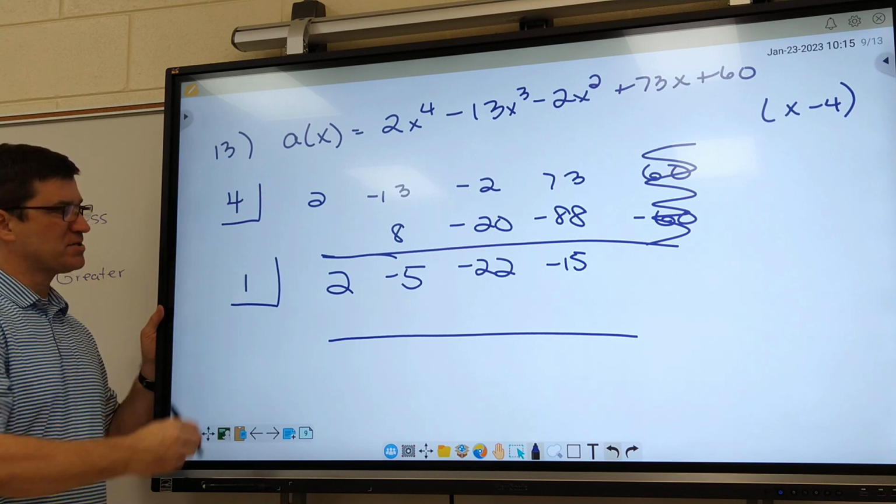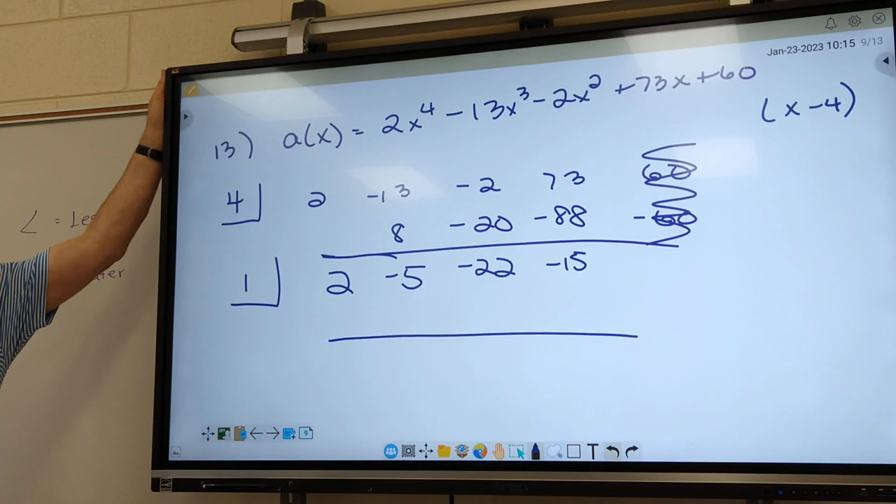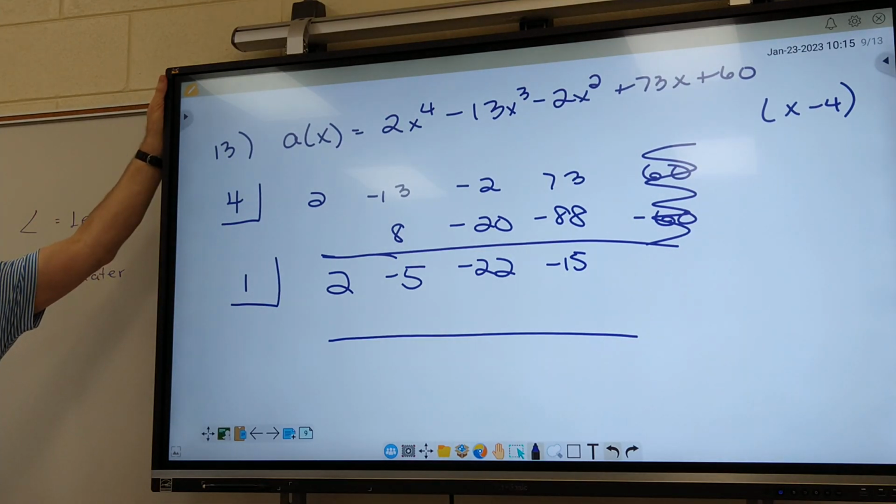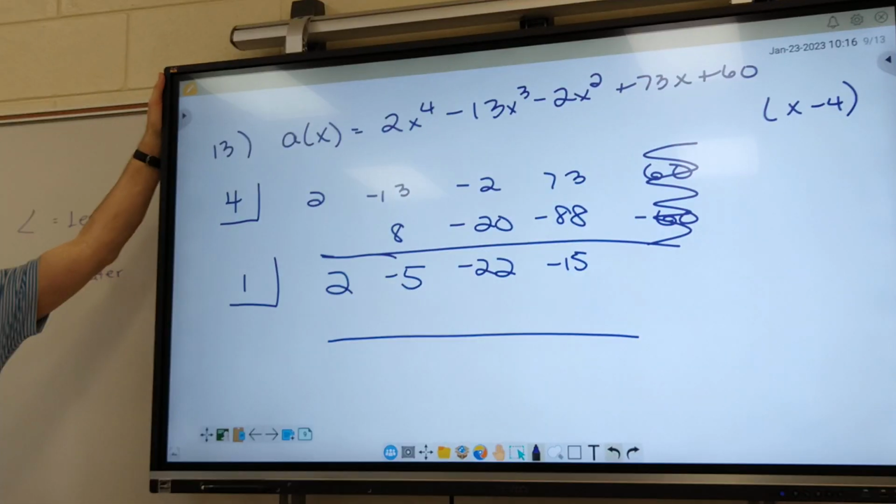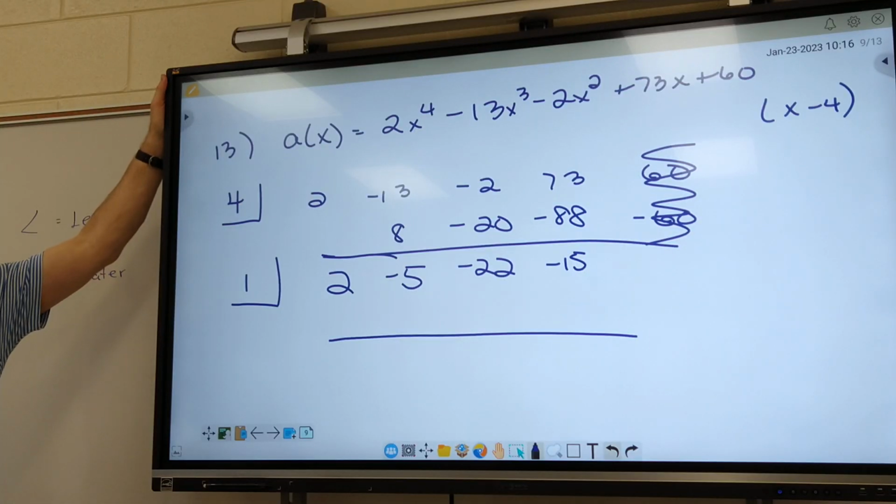I try positive 1. For you guys who've already tried it, does positive 1 work? I don't think so. Jacob's saying no. Okay, what if positive 1 does not work? Then go to negative 1. What if it doesn't work? Positive 2, then negative 2. Every once in a while, you'll have to go up to 3, but hardly ever.